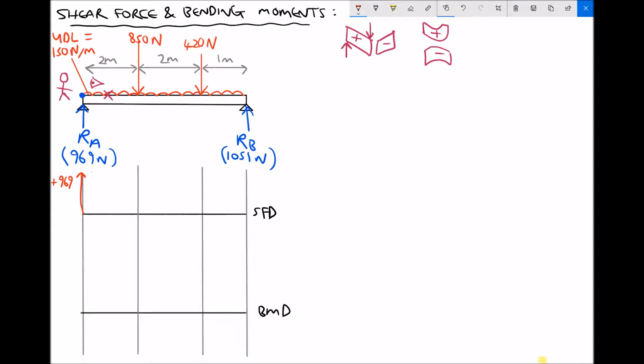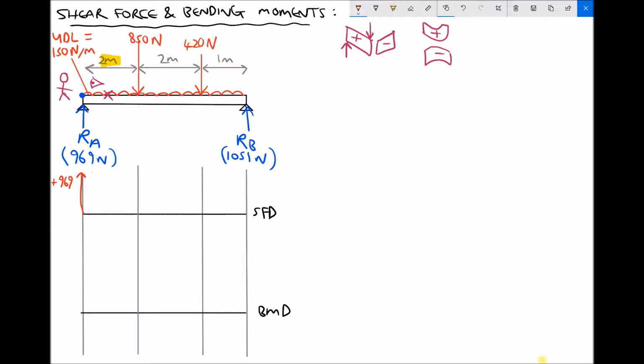Now when we continue moving from left to right, the further we travel along that 2 metre section, the more of the UDL we can see. We've already said that the UDL is 150 newtons for every metre. If we've just stepped off of the left hand support, we can't see any of the UDL. If we travel half a metre, then we can see 75 newtons of it. If we travel 1 metre, we can see 150 newtons, and so on. It isn't until we get to the 850 Newton force that we can see that full 2 metre section of UDL, which has a weight of 300 newtons.